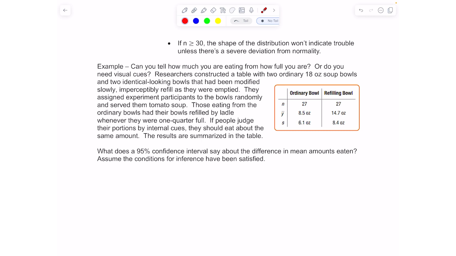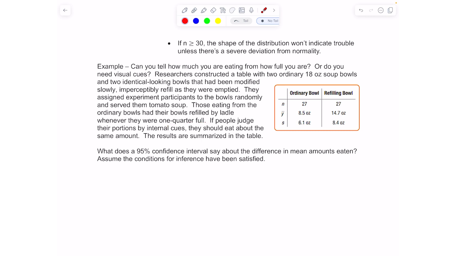Can you tell how much you are eating from how full you are, or do you need visual cues? Researchers constructed a table with two ordinary 18-ounce soup bowls and two identical-looking bowls that had been modified slowly, imperceptibly to refill as they were emptied. They assigned experiment participants to the bowls randomly and served them tomato soup. Those eating from their ordinary bowls had their bowls refilled by ladle whenever they were 1/4 full.